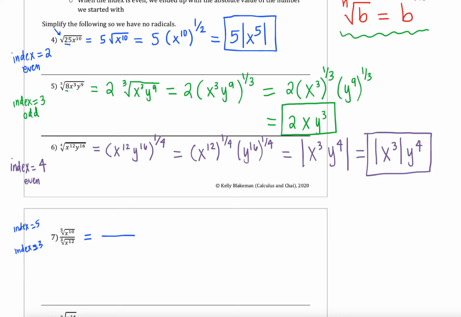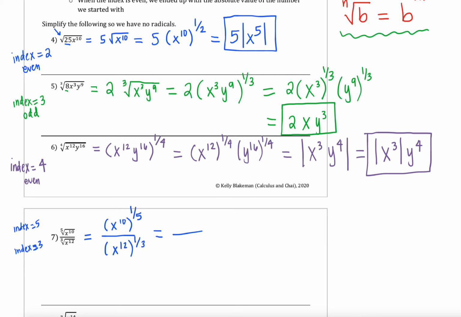So let's think about individually how I could simplify them. Why don't you guys pause the video right now and decide how you could rewrite the numerator as an exponent, and how you could then separately rewrite the denominator as an exponent. So in the numerator, since we have a fifth root, that would become the 1/5 power then. And since we have a cube root in the denominator, that would become the 1/3 power.